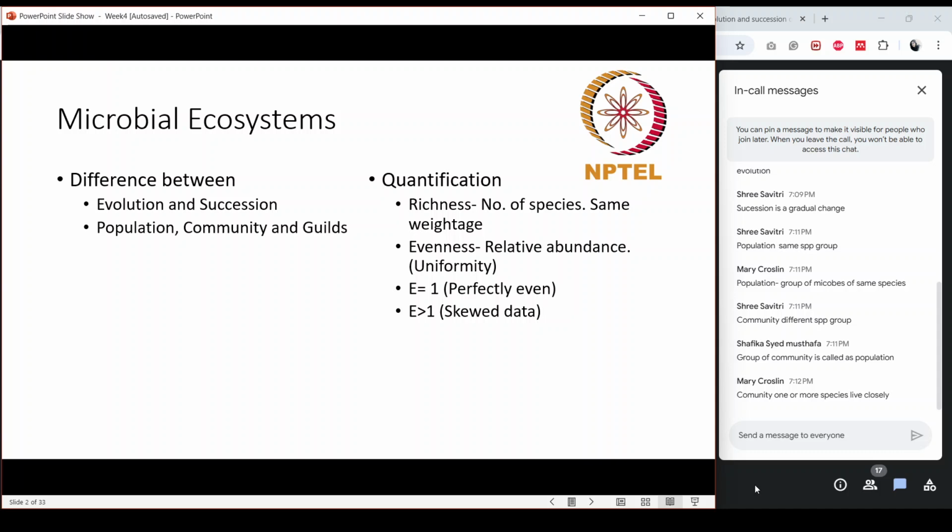Yes, in communities, one or more species live closely. So, is there any interdependence between them in this community? Are they independent or interdependent? And what is consortia? Yes, correct. I just wanted to revise these terms because they will be used throughout the course.